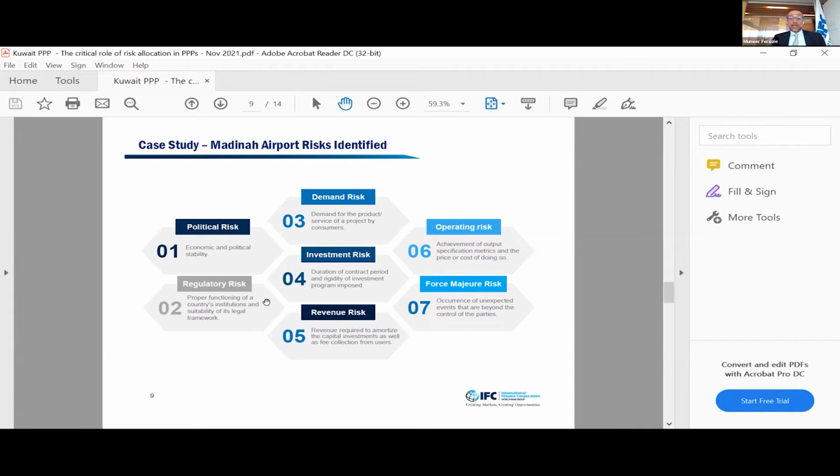capex. The revenue risk, which is basically, are you able to collect the aeronautical and non-aeronautical revenues and are they sufficient enough to justify the capital investment? The operations risk: are the output specifications and the KPIs in line with how you can operate this airport? And then the force majeure risk. What happens if there is an unexpected event? And it is currently going through an unexpected event, which is COVID-19. Let's look at some of these risks in a little bit more detail.